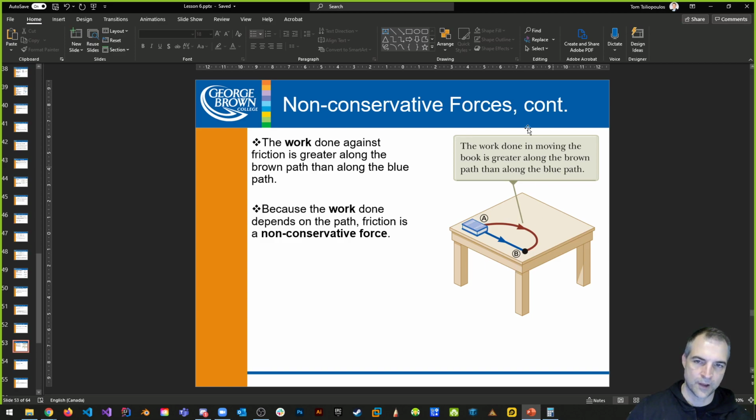All right, non-conservative forces. The work done against friction is greater along the brown path than along the blue path, because the work done depends on the path. Friction is a non-conservative force. That's kind of a weird way of saying things, right? So if work done against friction is greater along this path than along this path, because the work done depends on the path, I'll say it again, friction is a non-conservative force.